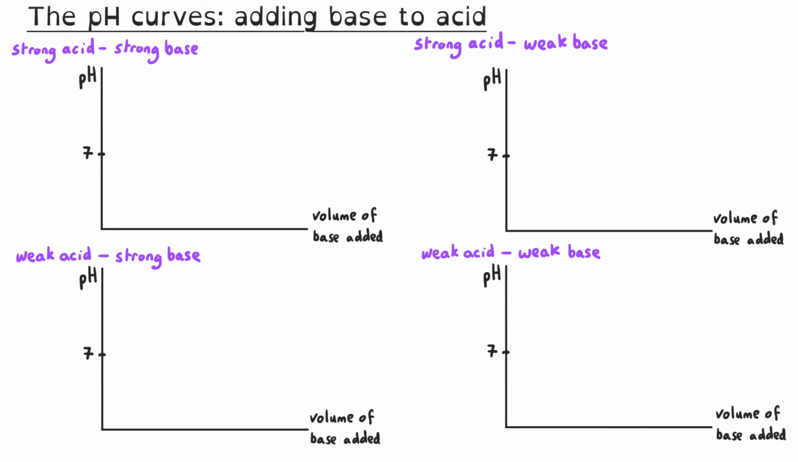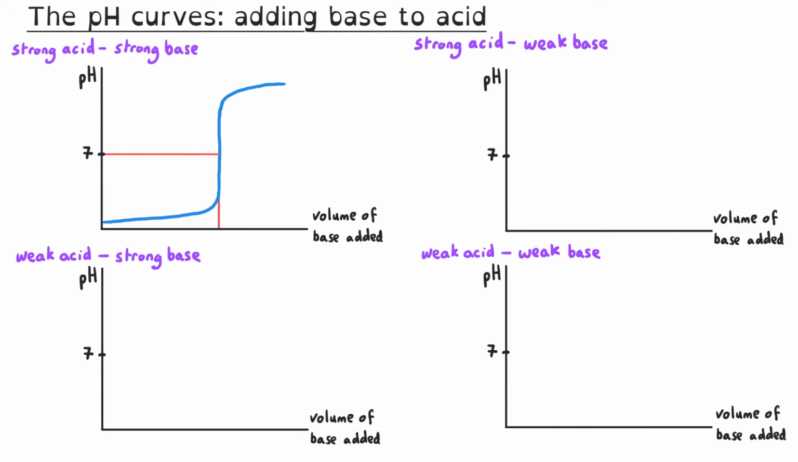You need to be able to sketch and explain the shapes of typical pH curves for all combinations of weak and strong monoprotic acids and bases. There are 4 that you need to know, and their precise shape depends on whether you are adding the acid to the base or the other way around. I'm going to start by showing you the curves where a base is being added to an acid.